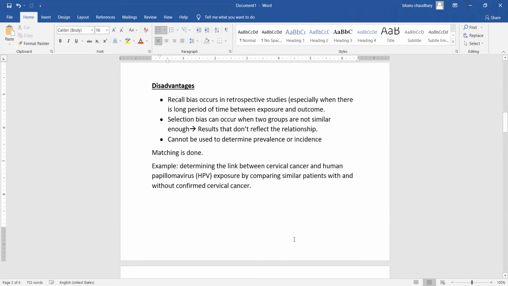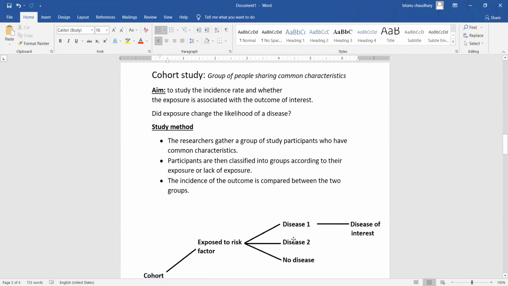So any doubts so far on the case control and the cohort study? I hope you know the difference between these two studies, when to use the cohort study and when to use the case control study, right?